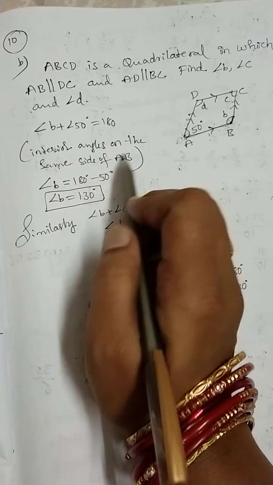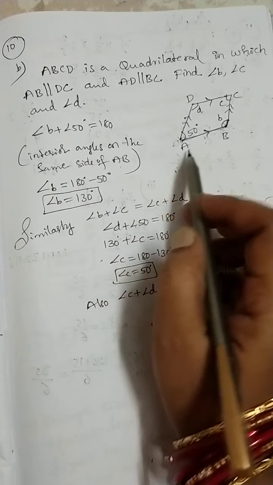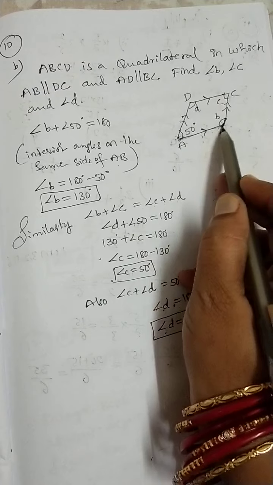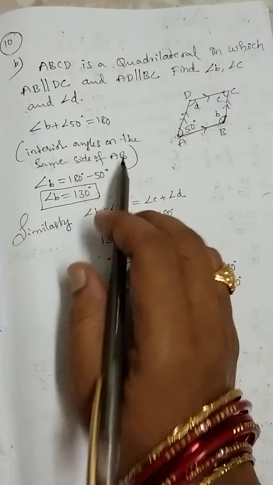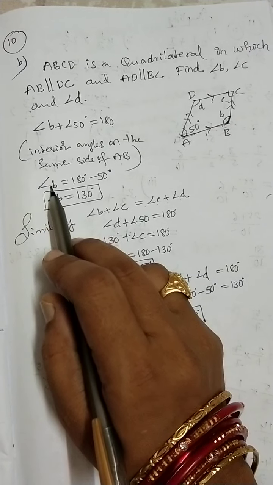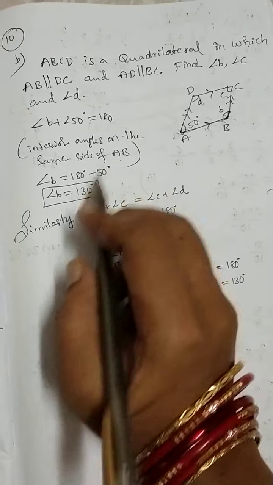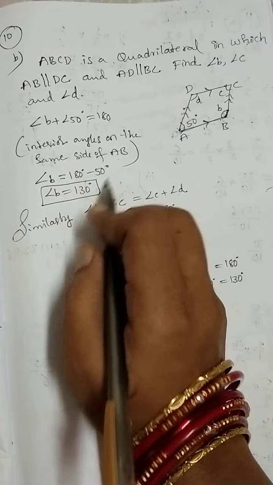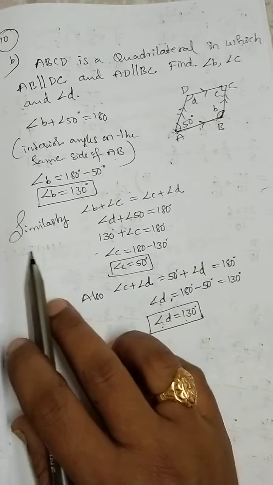Now the reason: interior angles on the same side of AB. So angle B is equal to 180 minus 50, transpose of plus 50 becomes minus 50. Angle B is equal to 130 degrees. Angle B we got is 130 degrees.